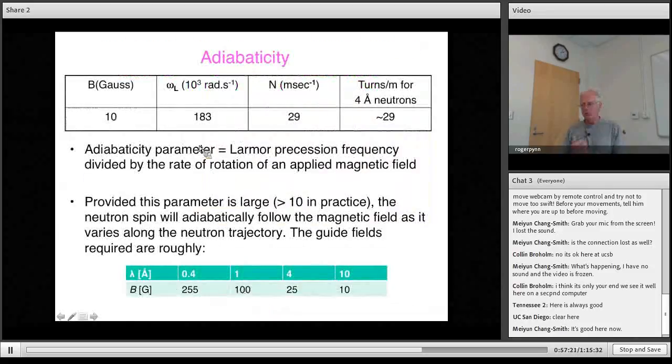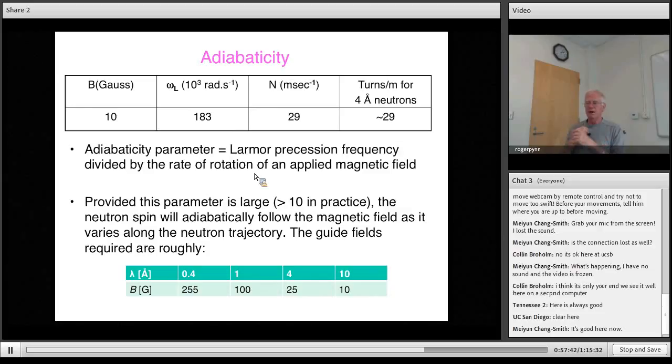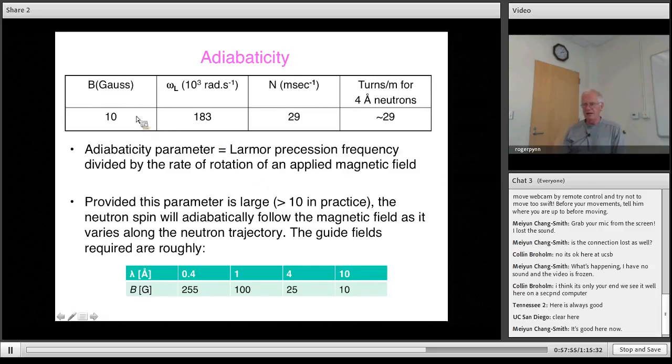So we need to think about this ratio of the Larmor precession frequency divided by the rate at which we're changing the angle of the magnetic field. And that thing is called, in the jargon of the field, the adiabaticity parameter. And the higher the adiabaticity parameter, the better the neutron spin can follow the magnetic field that's changing. So in order to work this out, we need to know some numbers. And this table gives you essentially all you need to know.